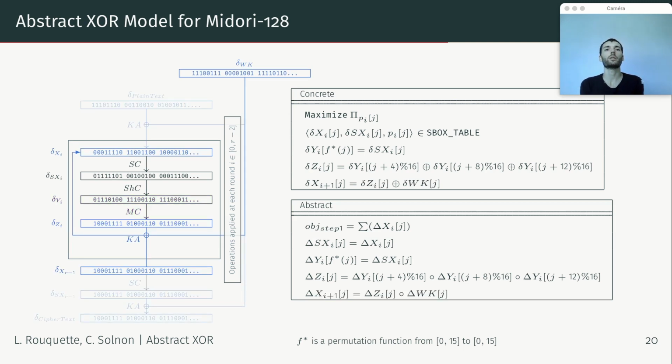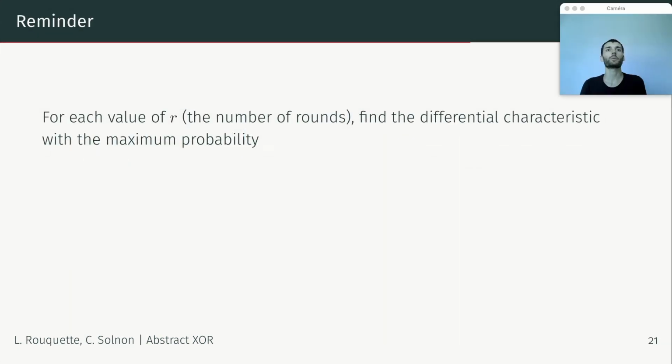The last operator is called KeyAdd. It performs a XOR between the key and the state at the end of the round. As with MixColumn, the abstraction of the KeyAdd operator is done with AbstractXOR. As you can see, the abstract model is fully extracted from the concrete problem and doesn't require extra knowledge. As previously said, we want to find the differential characteristic with the maximum probability, and this for a given number of rounds.